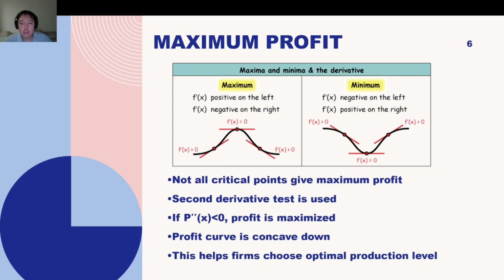However, not all critical points give maximum profit. To confirm that a critical point gives a maximum profit, we use the second derivative test. If the second derivative of the profit function is negative, the profit curve is concave down, which means the profit is maximized at this point.